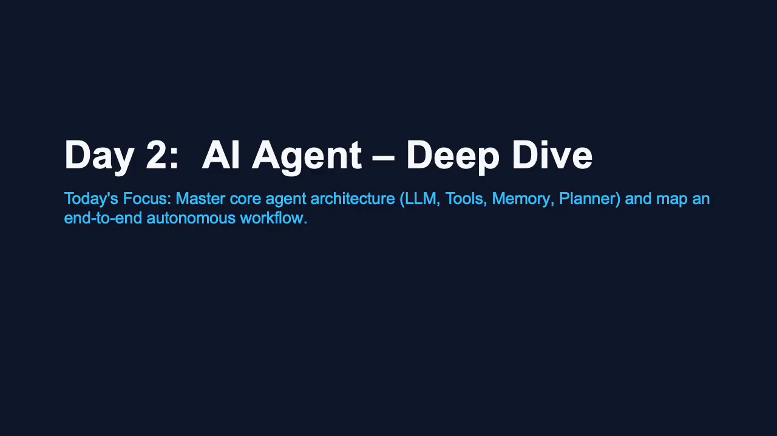We'll talk about four main parts: the LLM, which is the brain that understands and writes text; the tools, which let the agent call APIs and do real actions; the memory, which lets it remember important information; and the planner, which breaks a big goal into smaller steps.